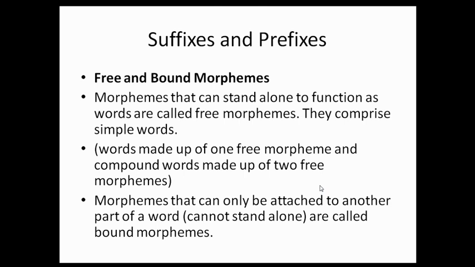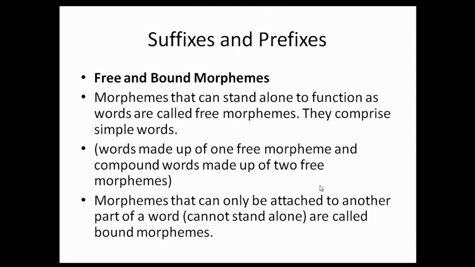And there are words made up of one free morpheme, and compound words made up of two free morphemes. Two free morphemes means a combination of two simple words. For example, classroom. For example, you have bloodshed, smartphone, keyboard, greenhouse. So these are compound morphemes.